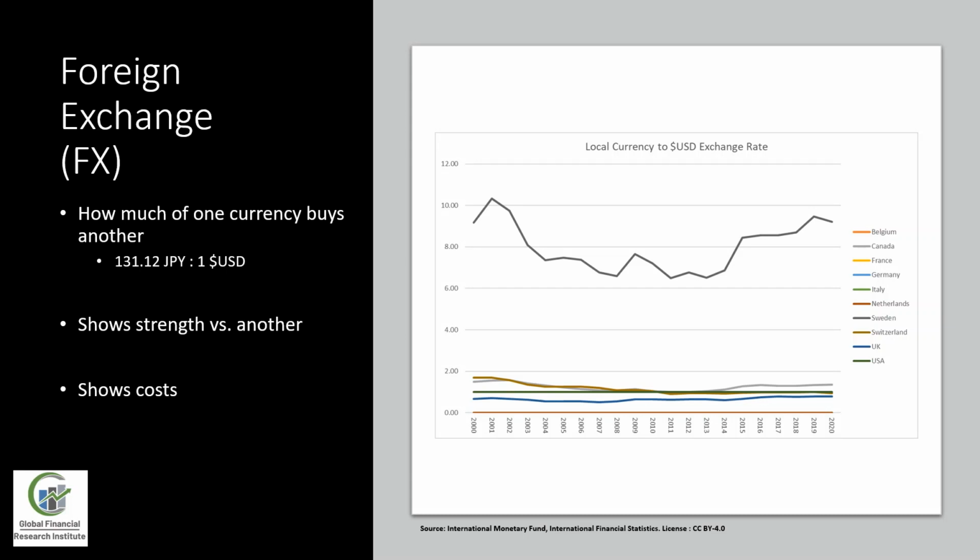Foreign exchange, or FX, is another very important metric. This is how much of one currency buys another. For example, 131 Japanese yen buys 1 US dollar. This is used to show the strength of one currency or economy versus another. It can also show relative costs for those economies. This is an important measure in economics, as we like to view the relative strength of one currency versus another to determine and interpret how strong or weak those economies might be compared to one another.